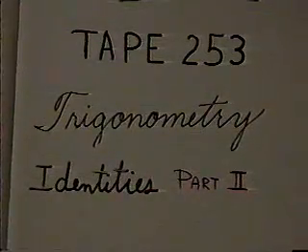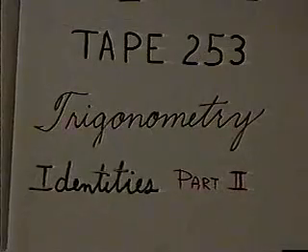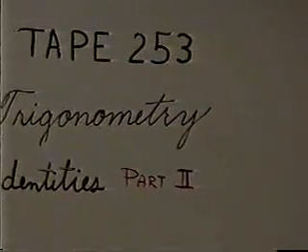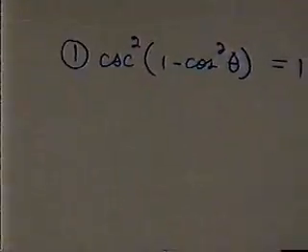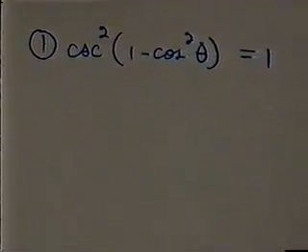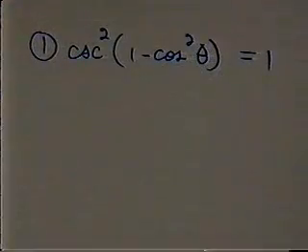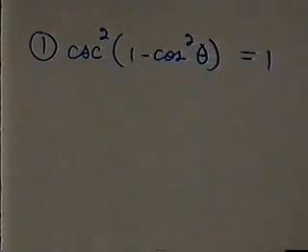This is tape 253. We're continuing identities. This is identities part 2. All right, so let's look at the first example. And again, this is just some more similar to part 1, but we have some more concepts and a few more algebra things to talk about. So looking at example 1.